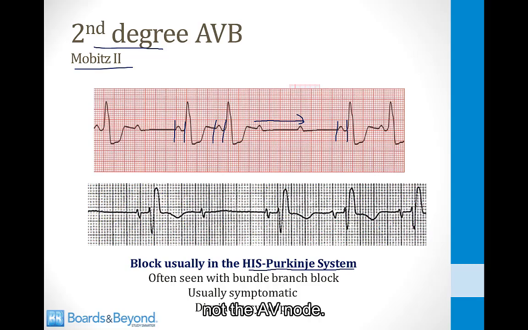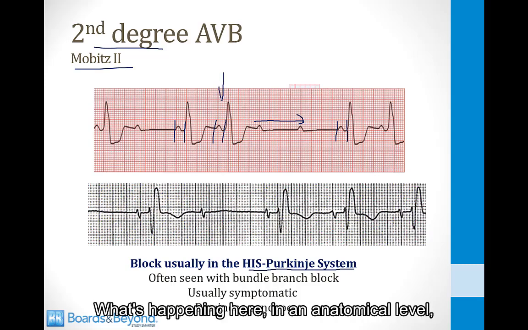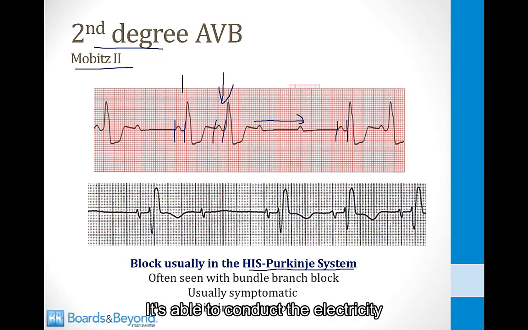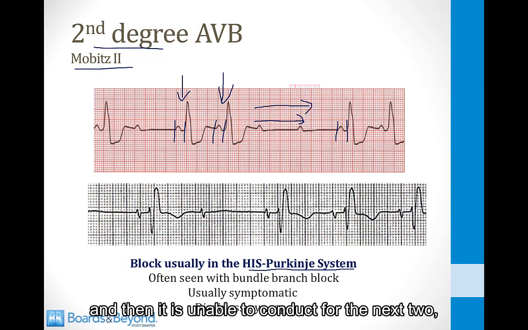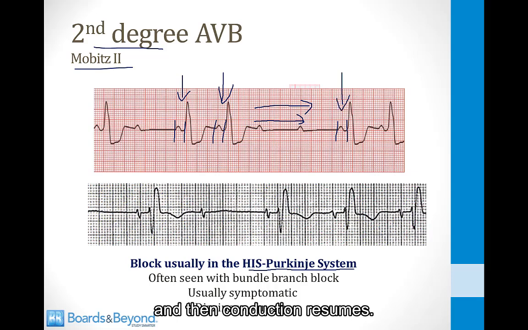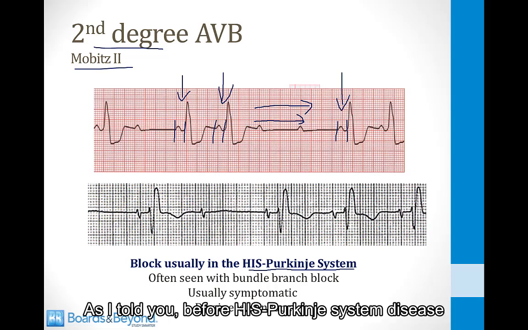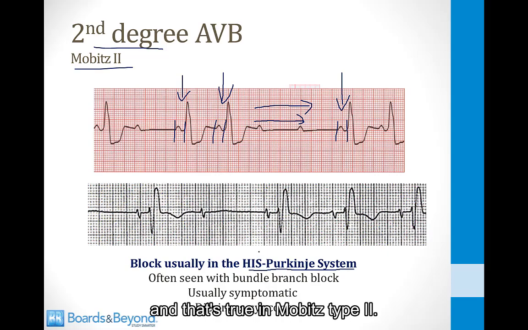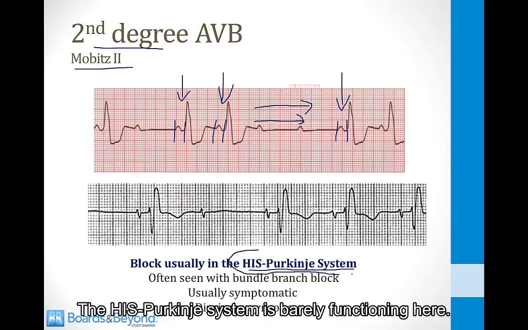not the AV node. What's happening here on an anatomical level is that the His-Purkinje system is hanging on by a thread. It's able to conduct the electricity for these two beats here, and then it is unable to conduct for the next two, and then conduction resumes. As I told you before, His-Purkinje system disease is much more dangerous than AV nodal disease, and that's true in Mobitz type 2. The His-Purkinje system is barely functioning here.